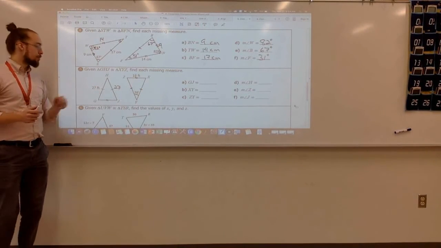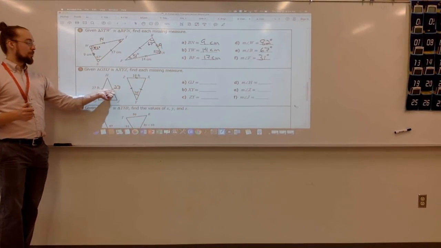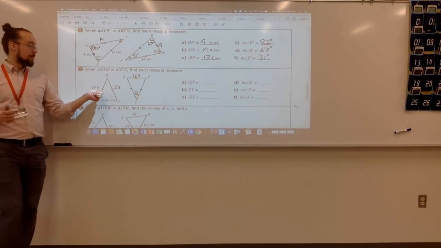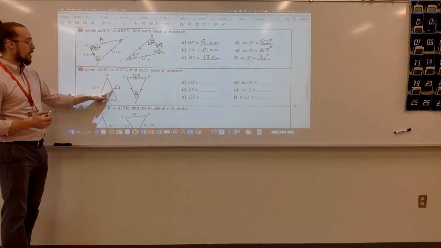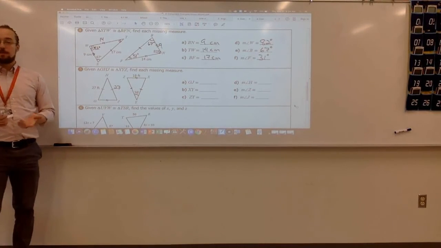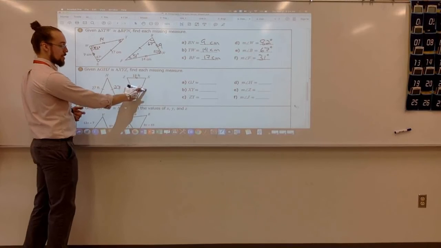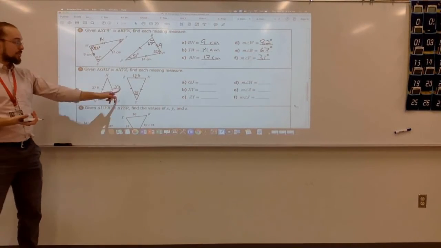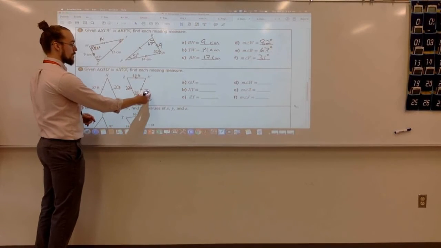If I look at triangle GHJ, I'm told through the markings on the diagram that these two sides are the same. So I'm told this one's 27. That automatically tells me this one's 27 as well. So that means that the corresponding sides over here in triangle XYZ would also be 27. So both of these are going to be 27.